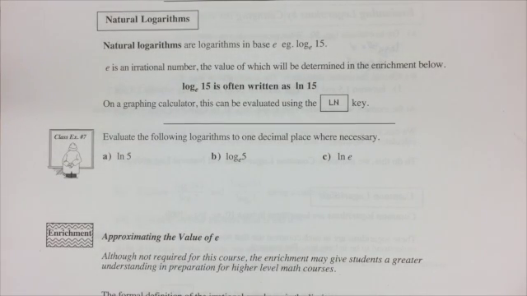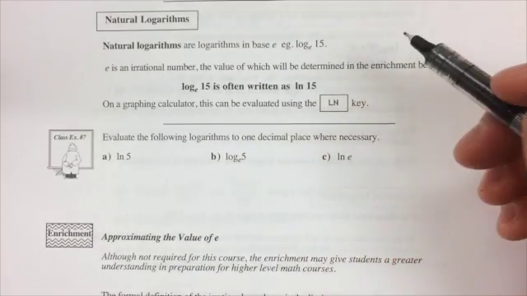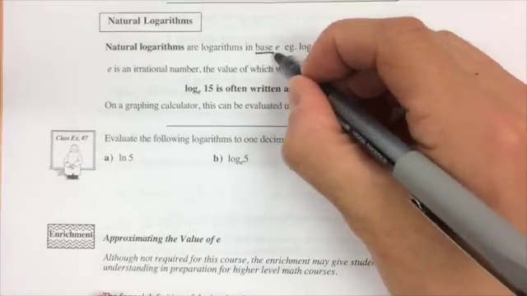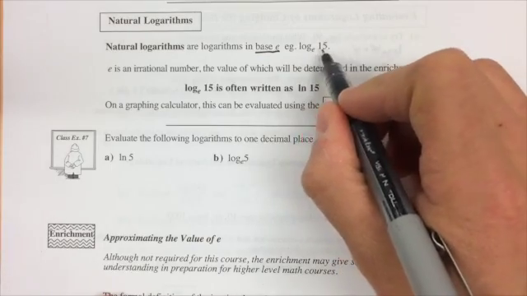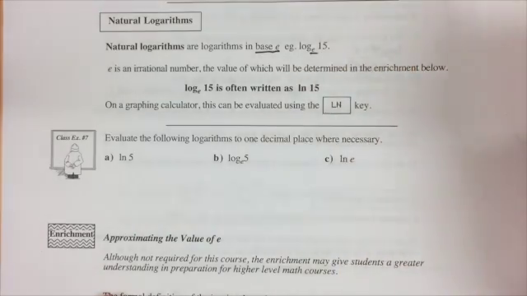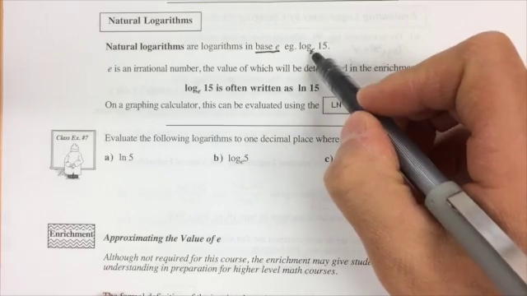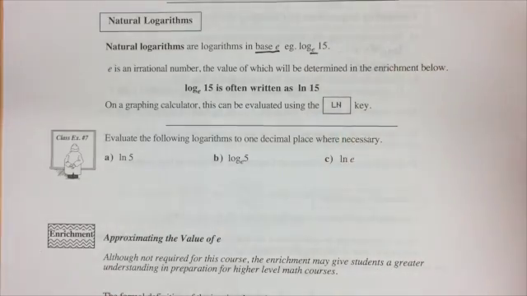Welcome back to part 2 of lesson number 5. We're going to look at natural logarithms today. Natural logarithms are logarithms that have the base of e. An example would be if I had log e 15. The base, remember, is e, the subscript that's attached to your log.